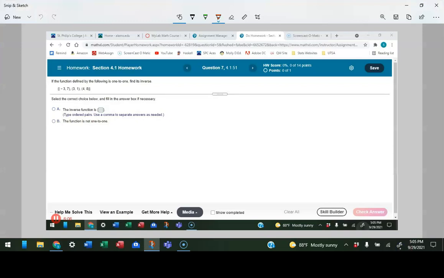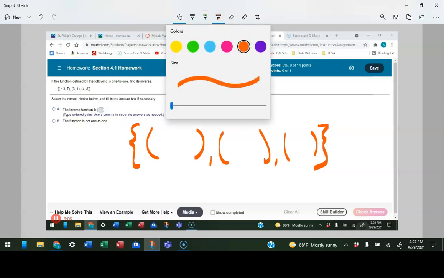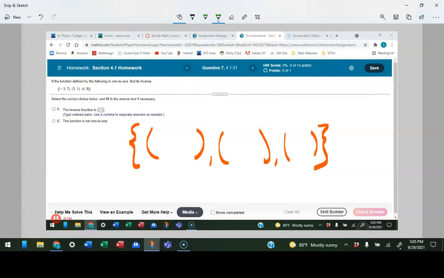Well, how do I find an inverse? I flip-flop its x's and its y's. Okay, so I'm going to have 3 points because my original function had 3 points. My first point is a -3, 7. So I'm going to flip-flop it and do a 7, -3.